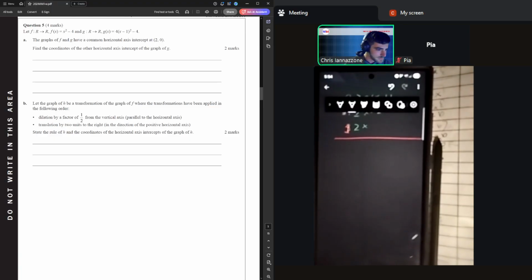How's this one going? Finding the other axis intercept. I got x equals 0. Yeah, x equals 0. Just keep in mind it's a coordinate, not an x value. So when you give your final answer, you want to give the full coordinate, not just the x. But if you've got an axis intercept at x equals 0, you already know it's the origin.